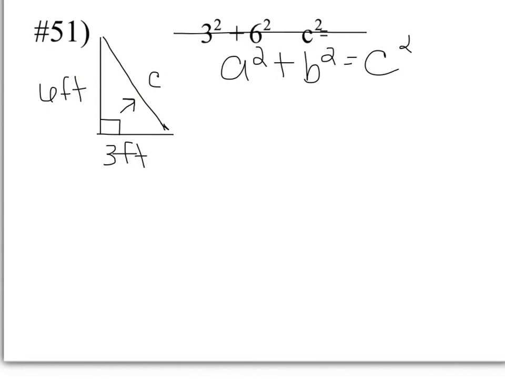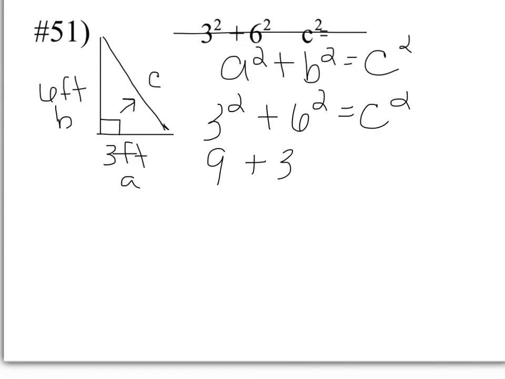So in order to solve for the unknown side, we're going to decide which one of these we want to be A and which one we want to be B. Make this one A if you want to, and then make this one B. It doesn't matter with A and B. They're interchangeable. So A is going to be 3 squared plus B squared will be 6 squared, and C is what we're trying to find. 3 squared is 9. 6 squared is 36. 9 and 36 is 45. So 45 is equal to C squared.